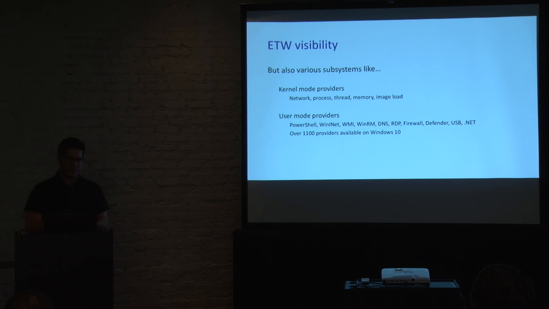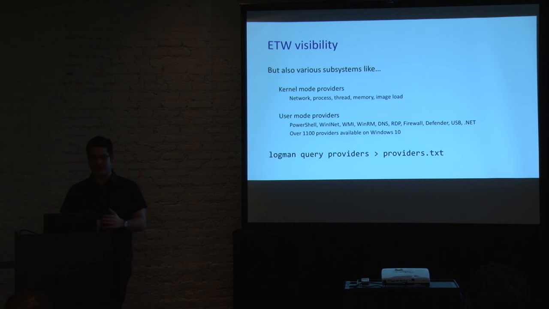And then on the user mode side, for all those subsystems I alluded to, PowerShell has an ETW trace. WinINet has an ETW trace, so you can see things like unencrypted request and response headers from HTTP or HTTPS. WMI, WinRM, which is the remoting technology for PowerShell, and a whole bunch of others. But kind of the big point here is there's over 1,100 providers on Windows 10 right now. If you run that command at the bottom on your Windows laptop, that shows you every provider that's available to you right now.